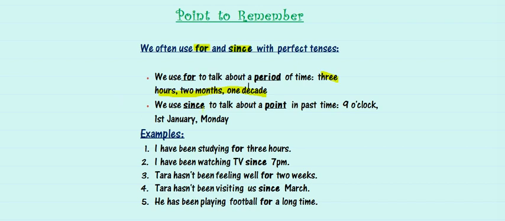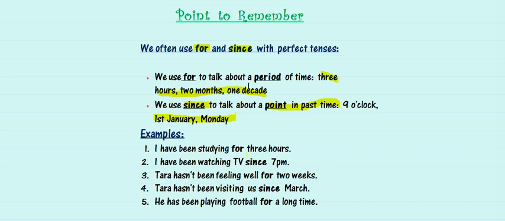Now, since is used to talk about a point in the past time. That is very important to remember. You must carefully remember that the major difference between using since and for is this only. Whenever you are using since, you are talking about a particular point in the past time, like 9 o'clock, 1st January, or Monday. But when we are talking about for, that is to talk about a certain period of time, like 3 hours or maybe 2 months, 1 decade. And when you have to talk about a particular point, then you'll be using since.